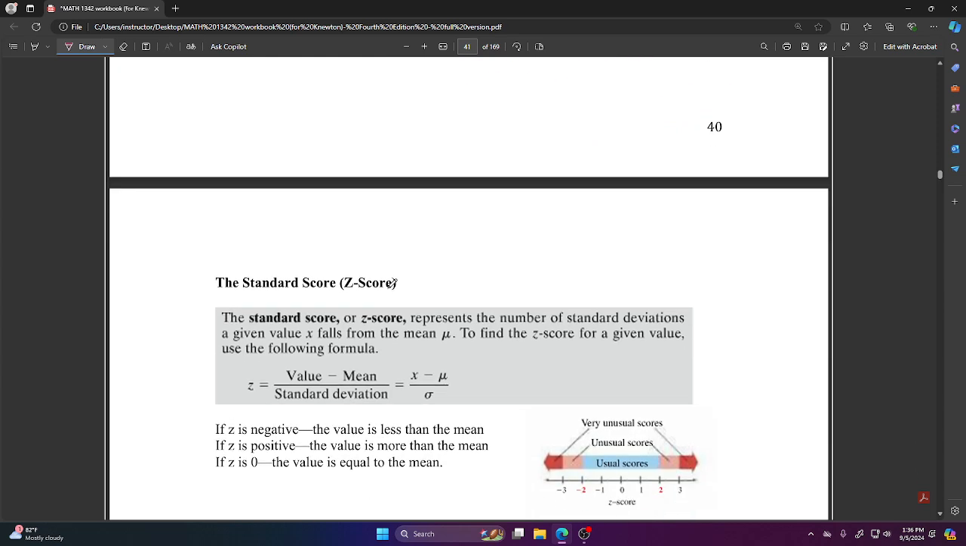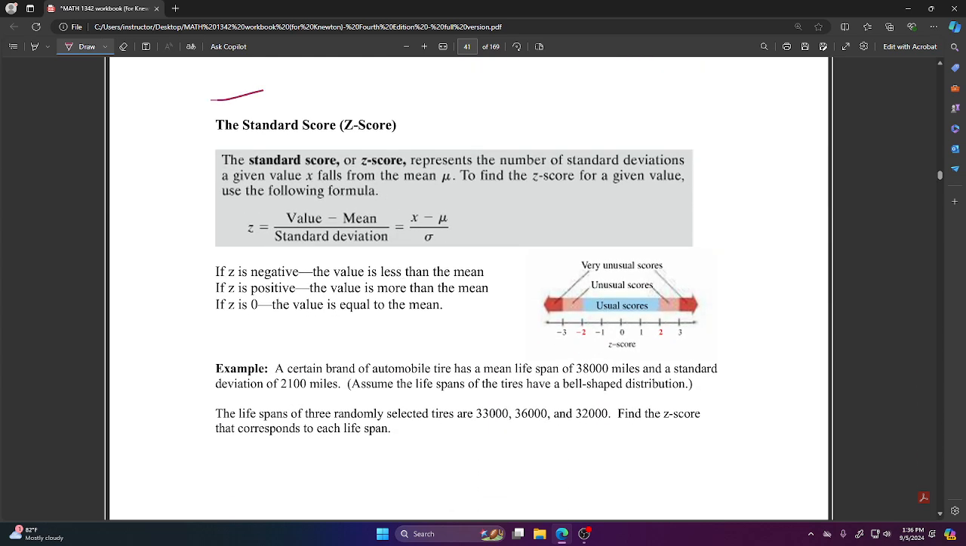So, brand new topic. Standard score, I guess. Z-scores. And there's this formula right here, which is super important. We're going to use that throughout the rest of the class. A Z-score is just telling us a standardized way of knowing where we are on the bell curve.